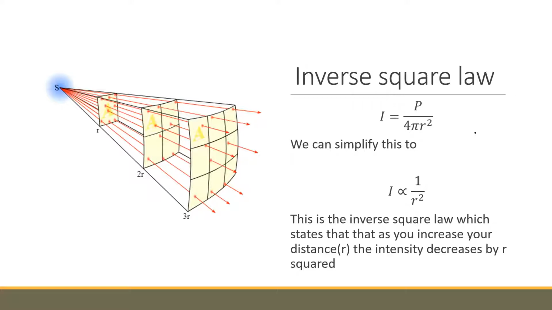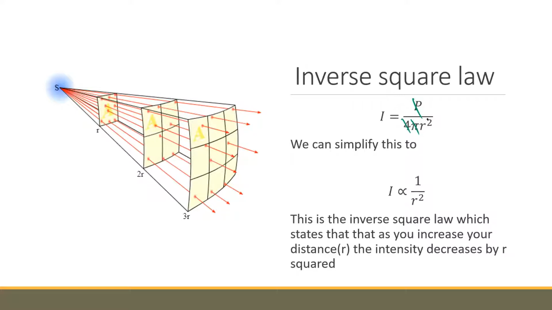We can simplify this formula. How we simplify it is like this. We know that 4 is a constant. We know that pi is a constant. So you can just ignore those. And the power is produced by whatever's making the noise, whatever's making the light. So the power is almost a constant too, because as you get further and further away from an object, it's not going to change the power of the object at the start. It's the same. It's a constant.